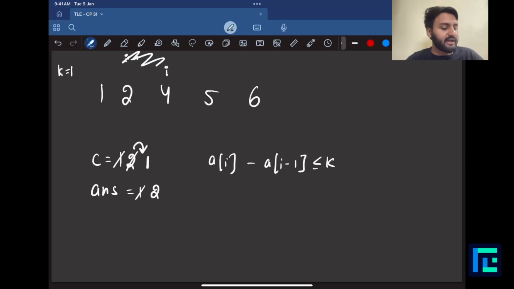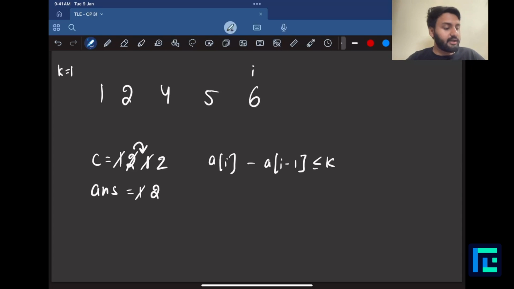Now my pointers move again. This becomes i and this becomes i-1. Now what happens? You say, okay, 5 minus 4 is less than or equal to k. Yes, it is. So this becomes 2 again. Now is the answer changed? No. Maximum of 2 and 2 is still 2. So the answer doesn't change. Now you move the pointers.